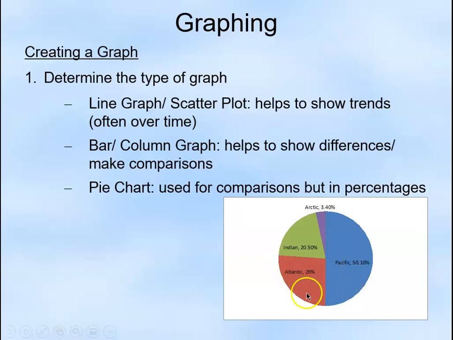Then we get to the Atlantic Ocean. The Atlantic Ocean takes up about 25% of the world's ocean. The Indian Ocean takes up 20%, so it's very close in size to the Atlantic, but a little bit smaller. And then you have the Arctic Ocean, which is the smallest of these four oceans, taking up only about 3.5% or so. Okay, so again, we can see a comparison in the size of these individual oceans.